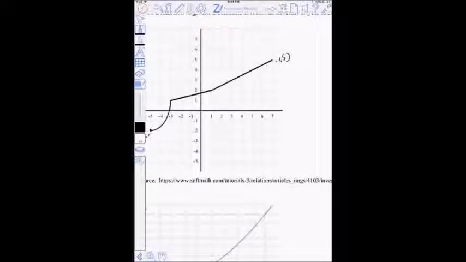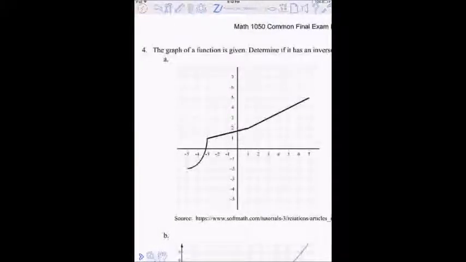Okay, page 3 is also from section 2.8, which is finding the inverse. This one's just, these inverses are going to be found graphically. So you still do the same way.